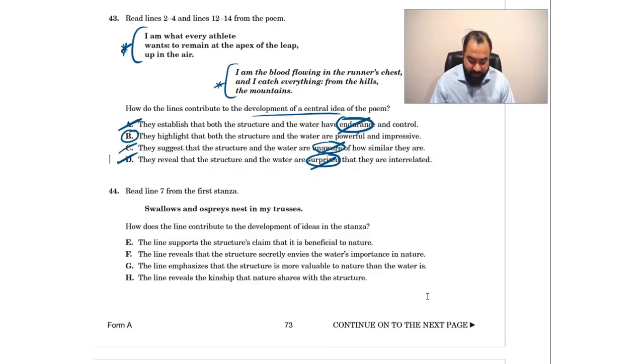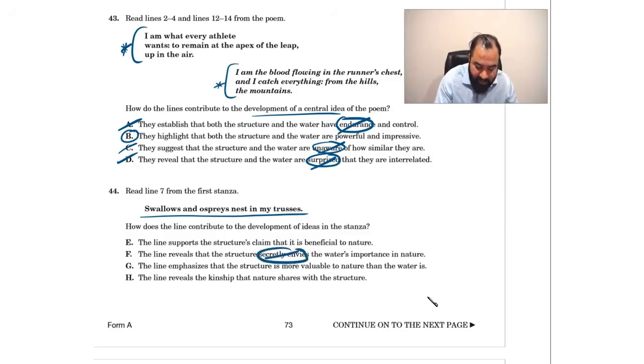Now let's see 44. Read line 7 from the stanza. Swallows and osprey nest in my trusses. So how does the line contribute to the development of the idea in the stanza? So the line supports the structure's claim that it is beneficial to nature. Beautiful, maybe.